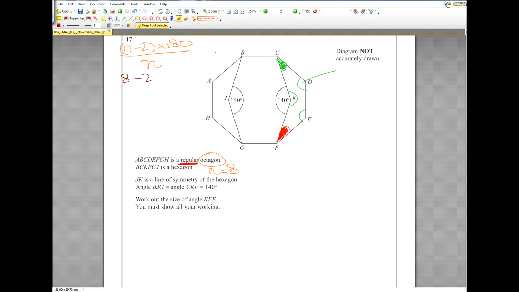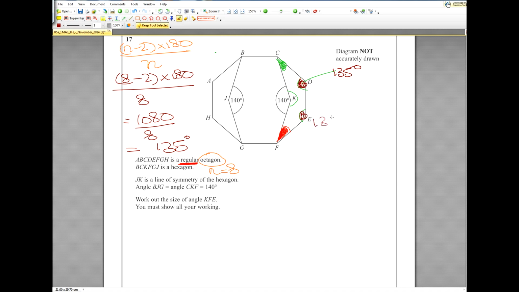So, 8 minus 2 times 180 divided by 8. What's 8 minus 2? So what's 6 times 180 divided by 8? Does anybody work that out? It's 1080. Beautiful. 1080 over 8. Lovely. Which is 135 degrees. So this angle here is 135. That's the internal angle of a regular octagon. And that one is the same as that.